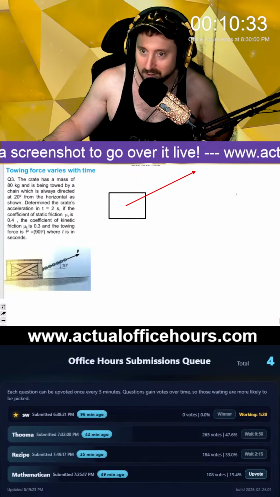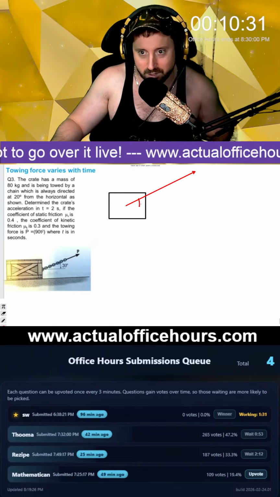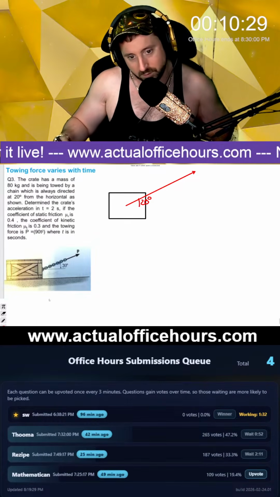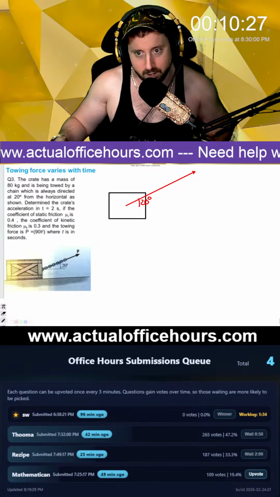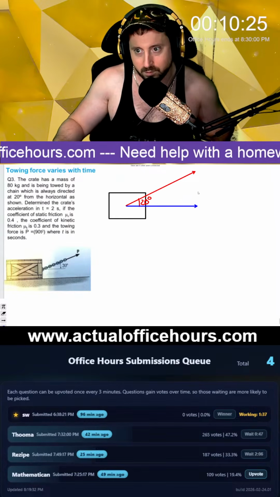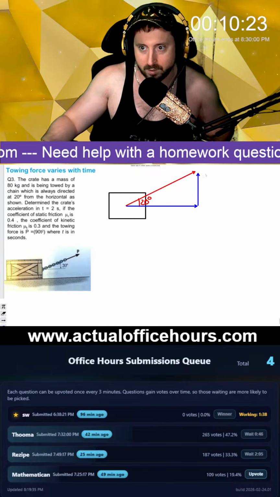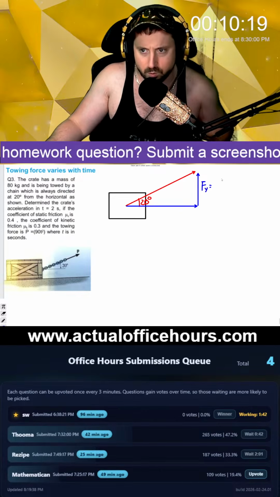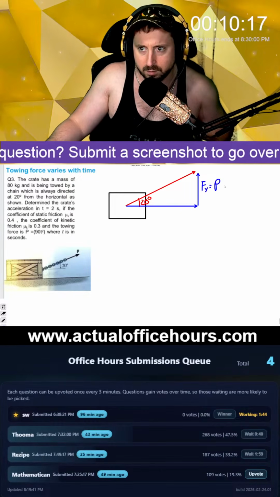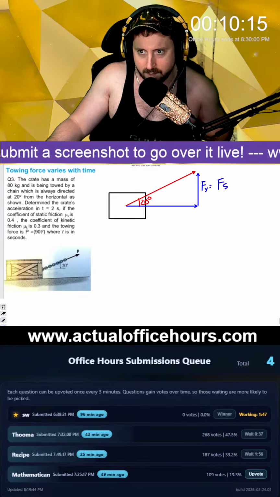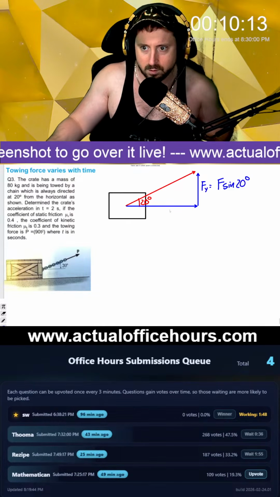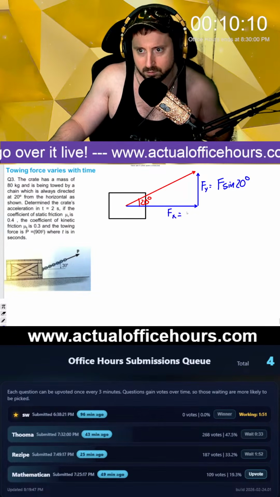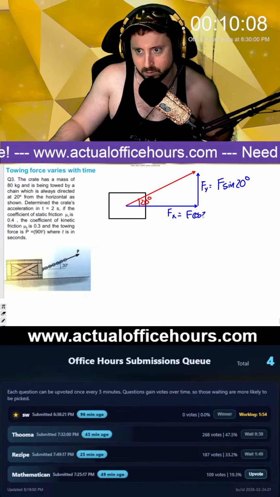Okay. All right. This is at a 20-degree angle. That's cool. So that means we're going to have components of the force. So Fy is going to be equal to F sine 20 degrees, and then Fx is going to equal F cosine of 20 degrees. Cool.